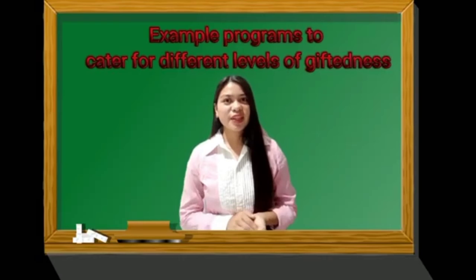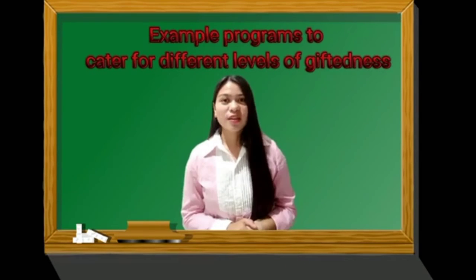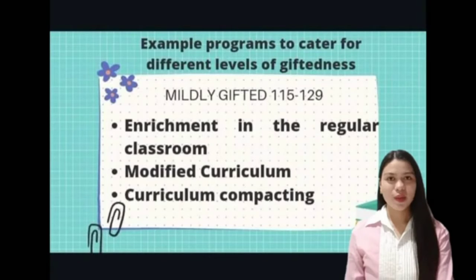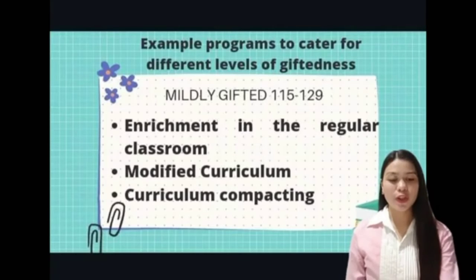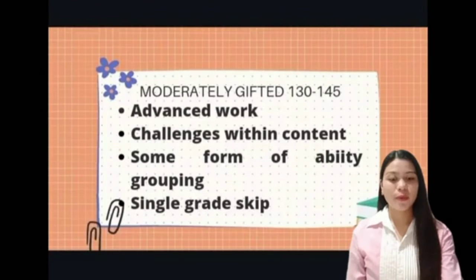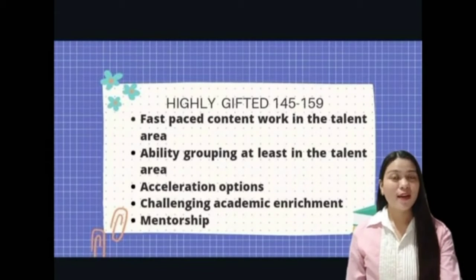And now, let's proceed to the example programs to cater to different levels of giftedness. So let's have first the mildly gifted. We have enrichment in the regular classroom. The second one, modified curriculum. And the third one, curriculum compacting. And for the moderately gifted, we have advanced work, challenges within content, some form of ability grouping, and single grade skip. And the third one, the highly gifted.